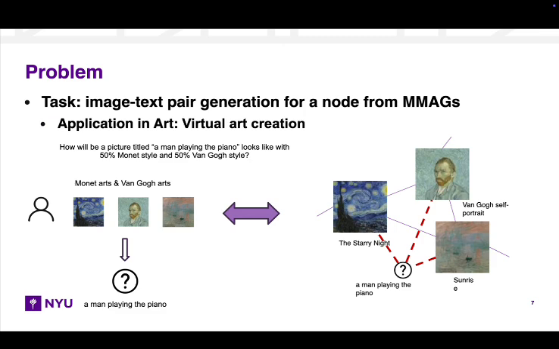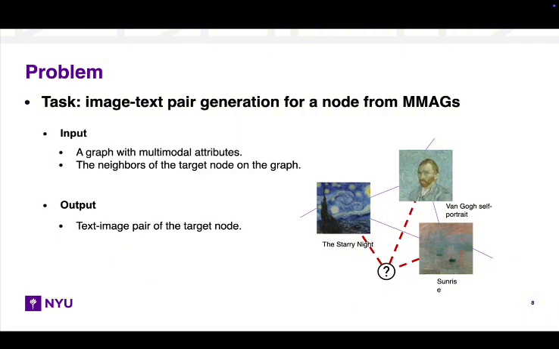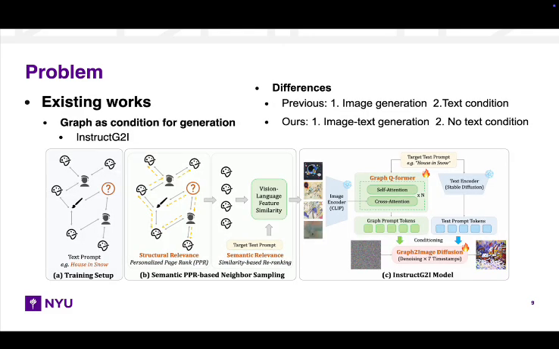It also has applications in art. For example, in visual arts, how would a picture titled "A Man Playing the Piano" look with 15% Monet style and 50% Van Gogh style? The input could be a graph with multimodal attributes and the neighbors of the target node on the graph, and the output could be the text and image generation pair of the target node.